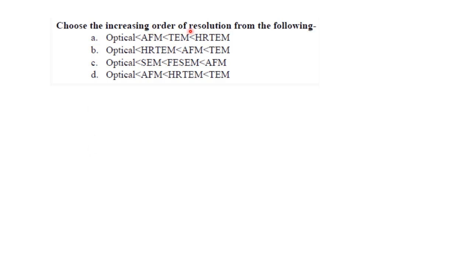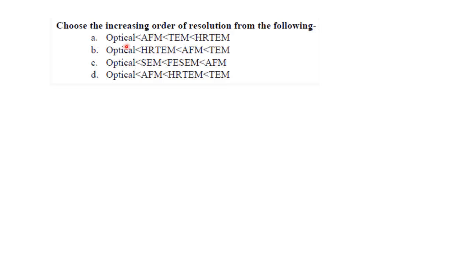Then choose the increasing order of resolution from the following. So optical, AFM, TEM, and HRTM, and SEM also we are having. So what will be the resolution order for these techniques? Although I have not explained the electron microscopy technique, I'll just tell you that electron microscope will be having higher resolution, obviously because the lambda by 2 limit is not there in the electron microscopy, and that is one of the hints I have given you. So depending upon that, which one is the correct answer? Any guesses? No. Okay, so option A is the correct one.